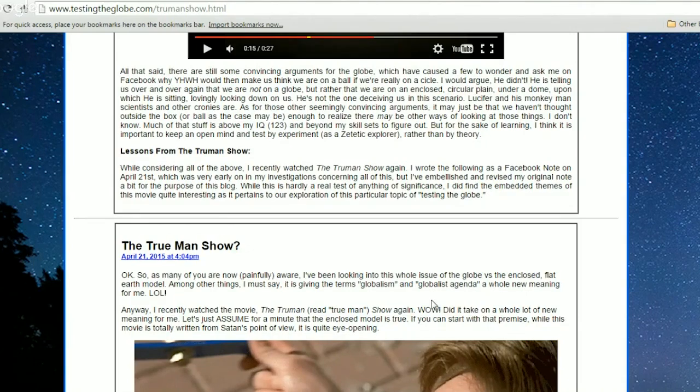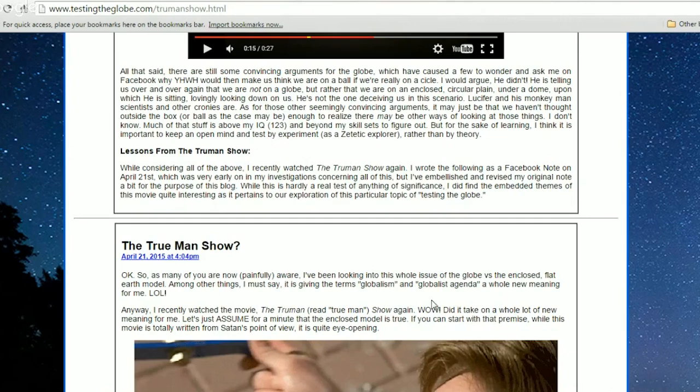Again, assuming that the earth is indeed circular and flat and set on pillars under a dome, then it is Lucifer and his monkey man scientists and other cronies who are the ones that are lying to us. As for those other seemingly convincing arguments, it may just be that we haven't thought outside the box, or ball, as the case may be, enough to realize there may be other ways of looking at those things. I don't know. Much of that stuff is above my IQ, which last time I checked was 123, and beyond my skill sets to figure out.